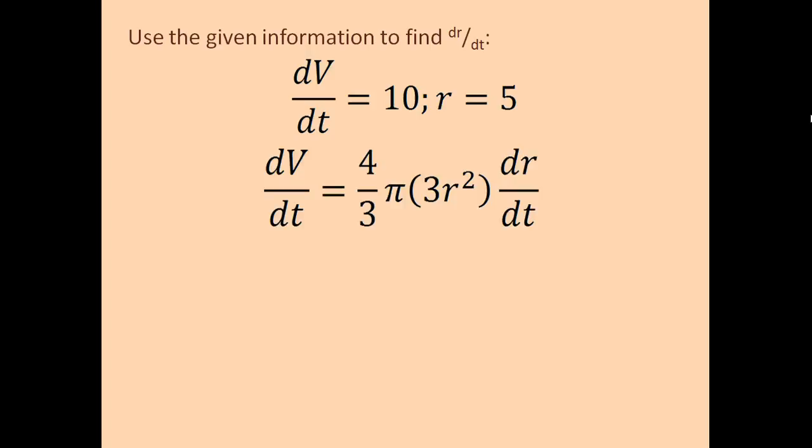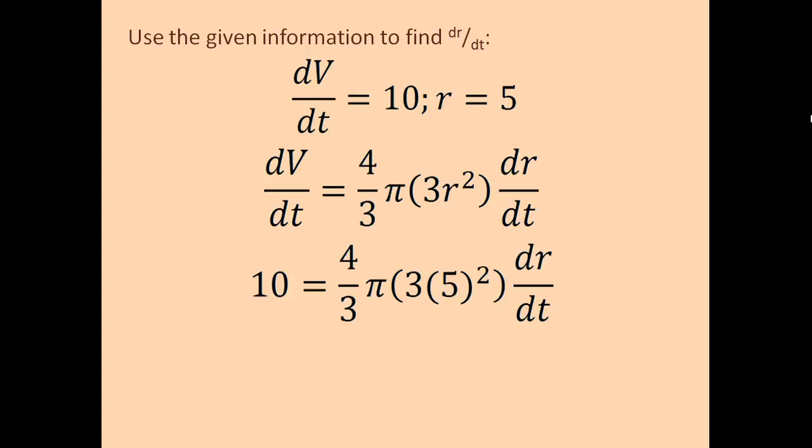Now we're going to use our given information to find dr/dt, which is the rate that the radius is changing. We have dV/dt equals 10, and we also know that our radius is 5. So we found this equation in the previous step. This is the derivative. dV/dt equals 4/3 pi times 3r squared times dr/dt.